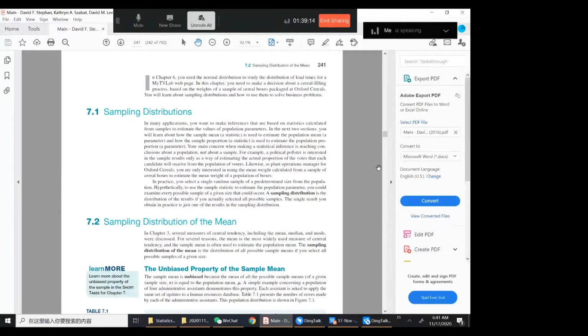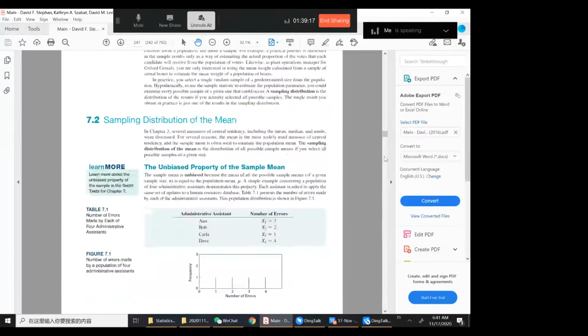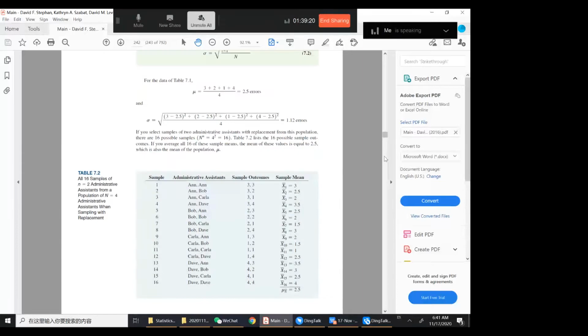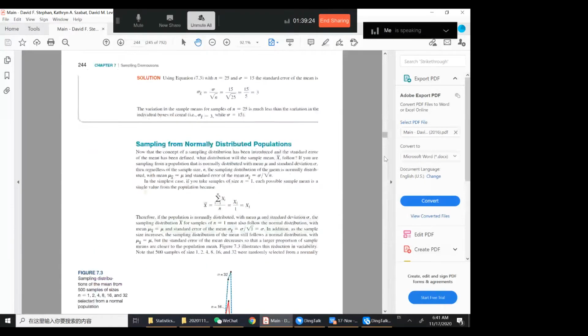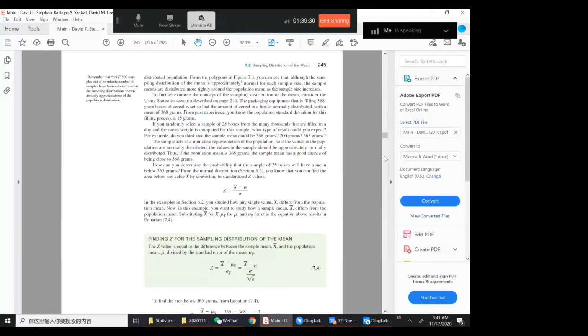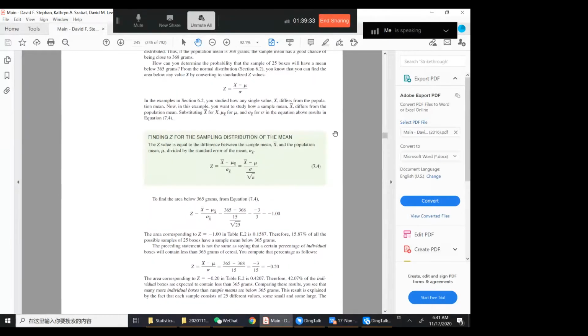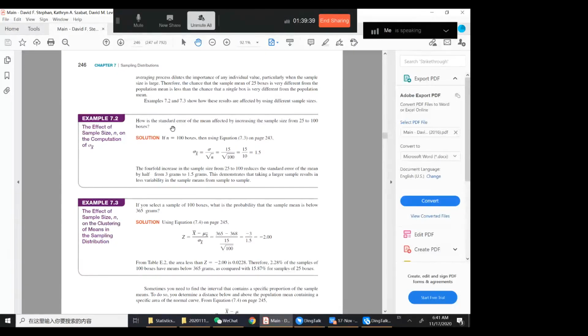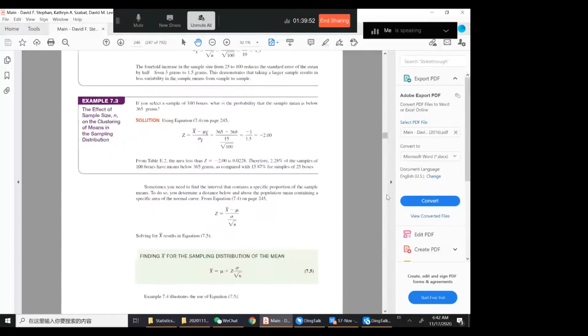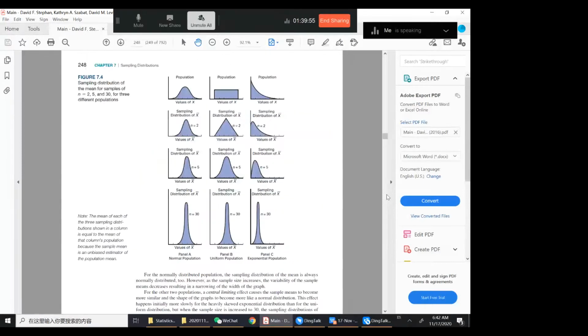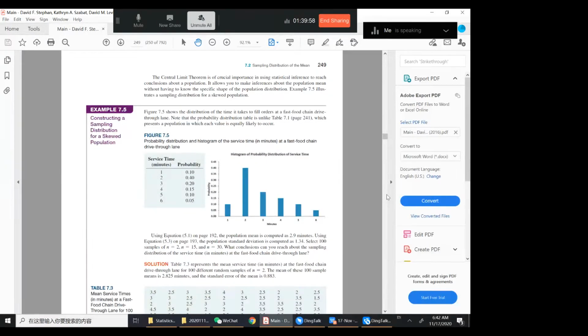Now it should be on your fingertips. Sampling distribution of the mean, the unbiased property of sample means, we have already talked about this, standard error of the means, we talked about this, sampling from a normally distributed population, we already talked in detail, how to get the z-value of a sampling distribution of the mean. And how is the standard error of the mean? So we have now n is 100, the sample size. It's easy now for you to calculate, right? If you select this, what is the probability of this? So now you can solve all of the examples and the questions if you understand the concepts.